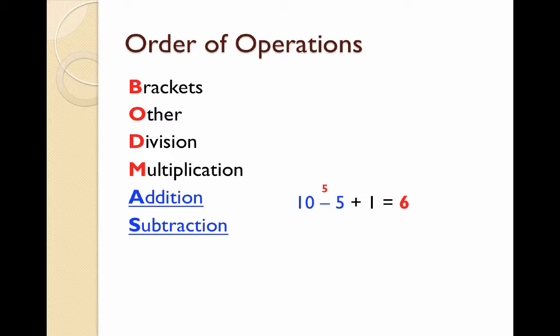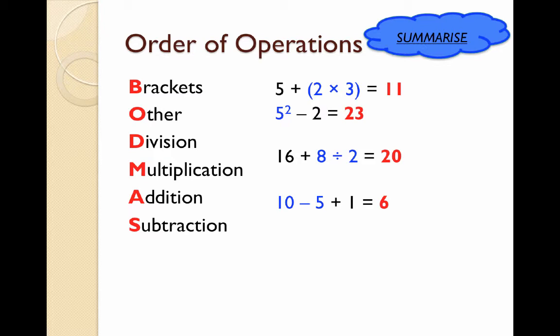If I try to do addition first, because it comes first in my BODMAS acronym, here's what would happen. 5 plus 1 gives me 6, and 10 take away 6 gives me 4, a completely different answer. They both can't be correct. The second one is incorrect. Always work left to right when addition and subtraction are in the question. Take some time to pause the video now, write down the acronym and write down the 4 examples that I've given you, and make sure that you understand what order you have to do these questions in.